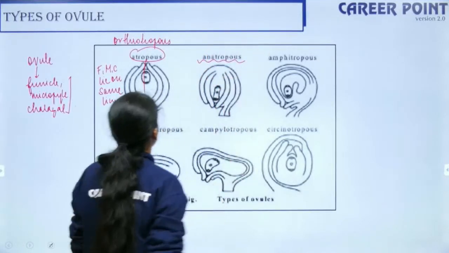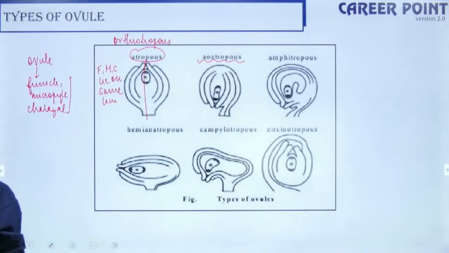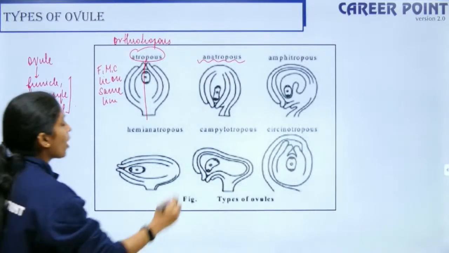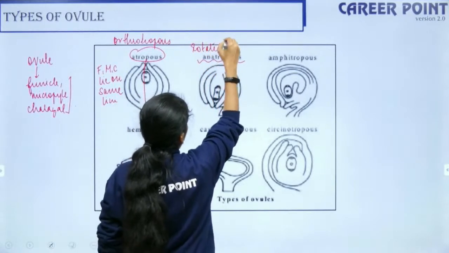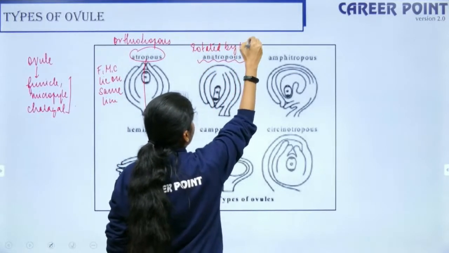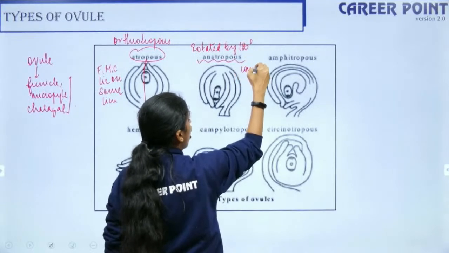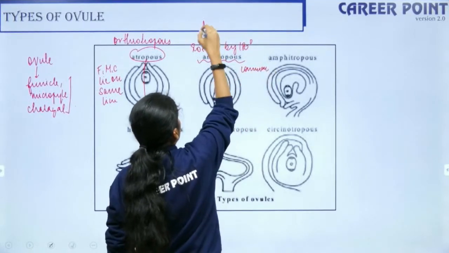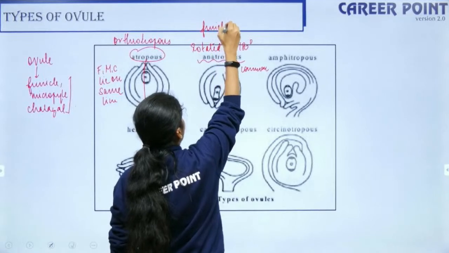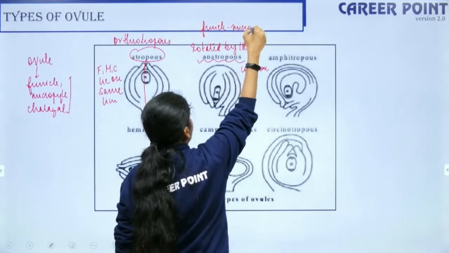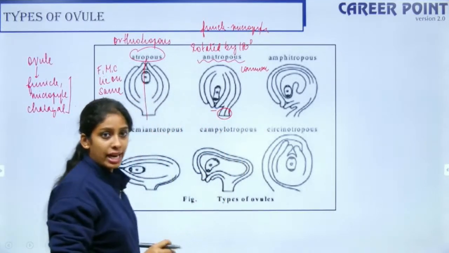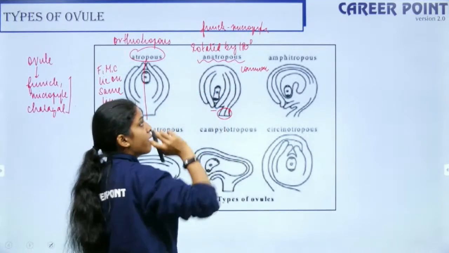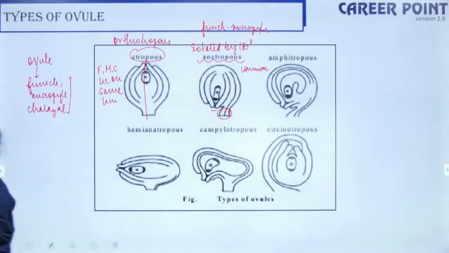So anatropous. So this is a straight line. So anatropous is when it is rotated by 180 degrees, and this is the most common type. So here the funicle is near the micropylar end. So if you look at the picture, this is the funicle, this is the micropylar end. So here it is rotated by 180 degrees. Okay. The next one is amphitropous.